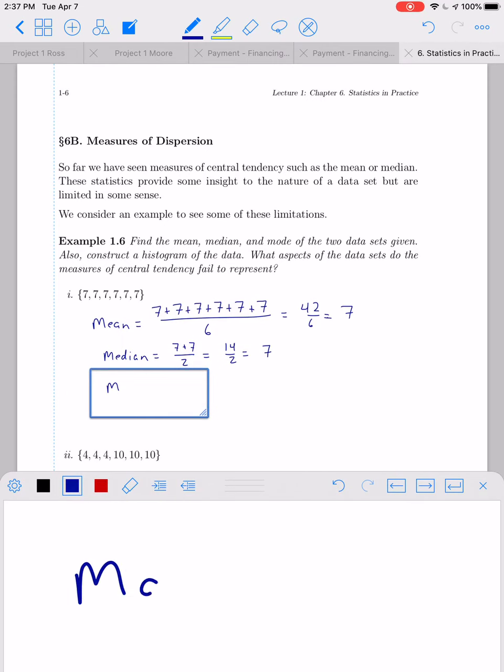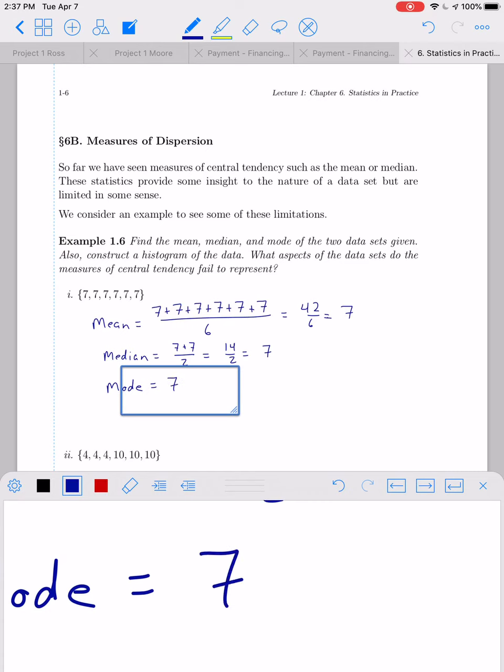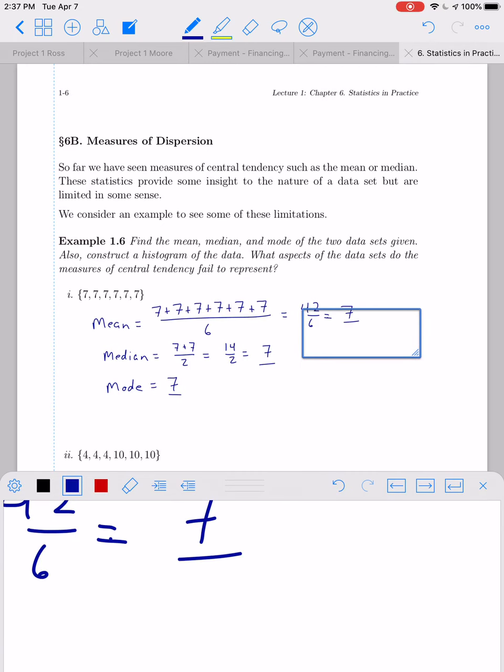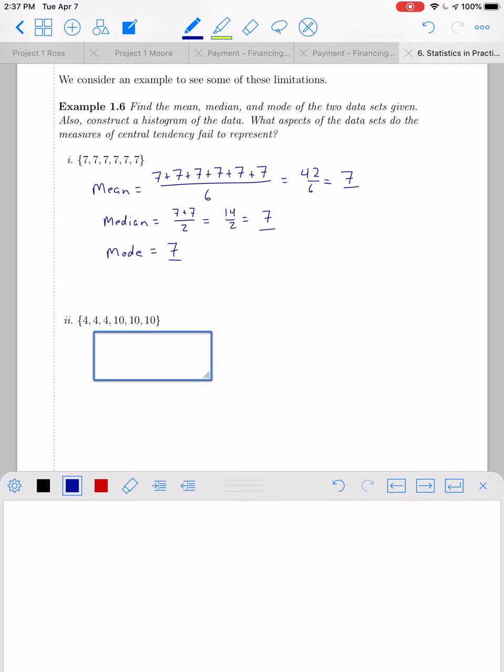The mode of this data set, that's the most obvious one. There's only one number that occurs in this data set, and that's 7. So mean, median, and mode were all 7 in this first data set. Let's compare that to the second data set below.